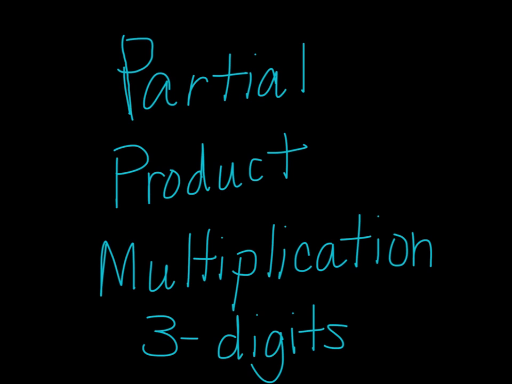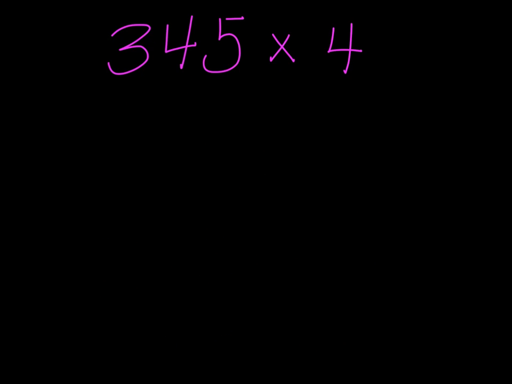In this lesson, we're going to look at using the partial product strategy for multiplication, and this is going to be with 3-digit numbers multiplied by a 1-digit number. In our first example, we're going to multiply the number 345 times 4.